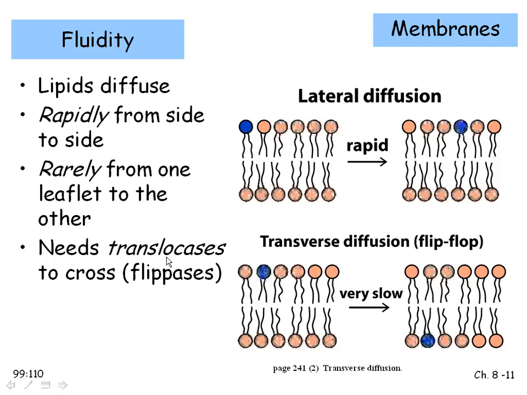Transverse diffusion is accomplished through enzymes called translocases. So there are specific enzymes whose only job is to make sure that the lipid bilayer has the correct composition, and if necessary, it can actually flip phospholipids from one leaflet to the other.